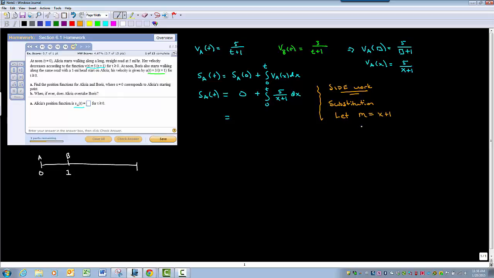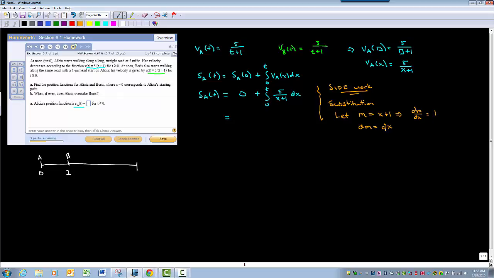And so that means that dm, the differential of m, is equal to the derivative of this times dx. Well, the derivative of this is 1, so that's just 1 times dx, or dx. Another way of looking at this, not the best way, but it'll get the job done: dm/dx in Leibniz notation, the derivative of this is just 1. If I multiply both sides by dx, I get dm is equal to dx.